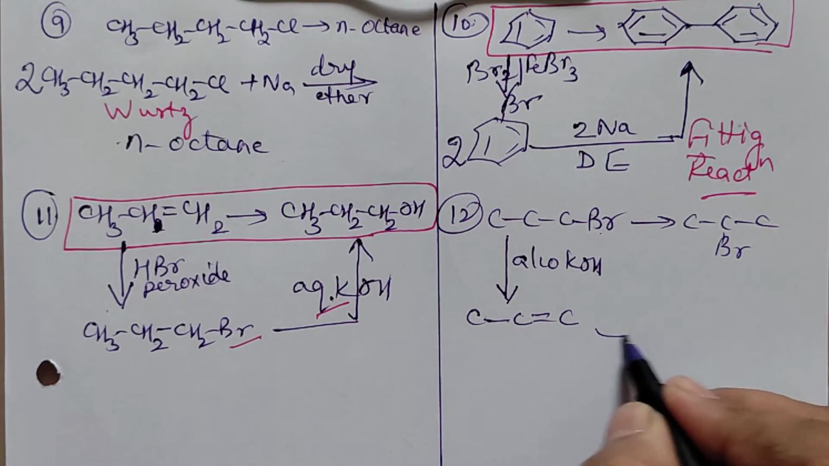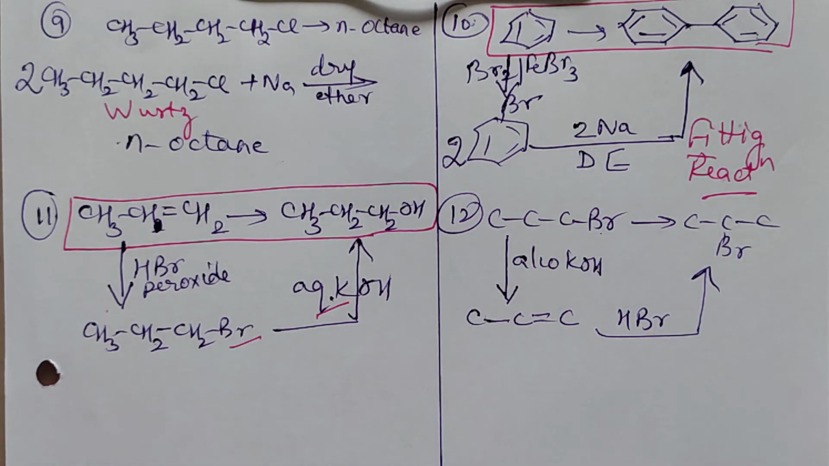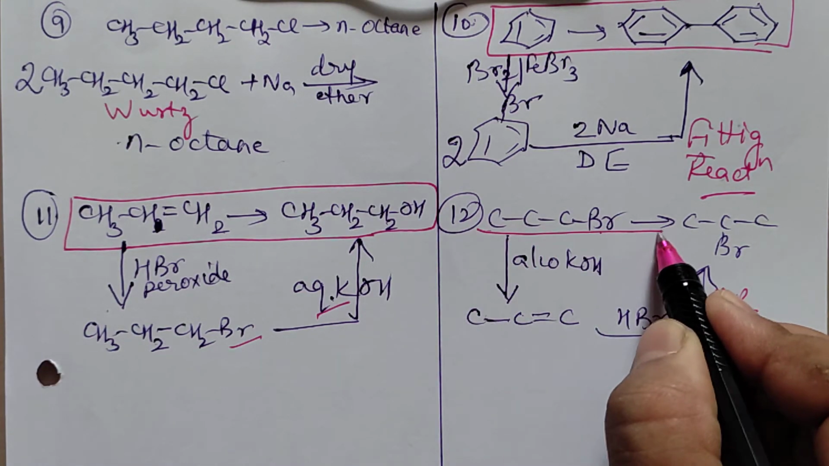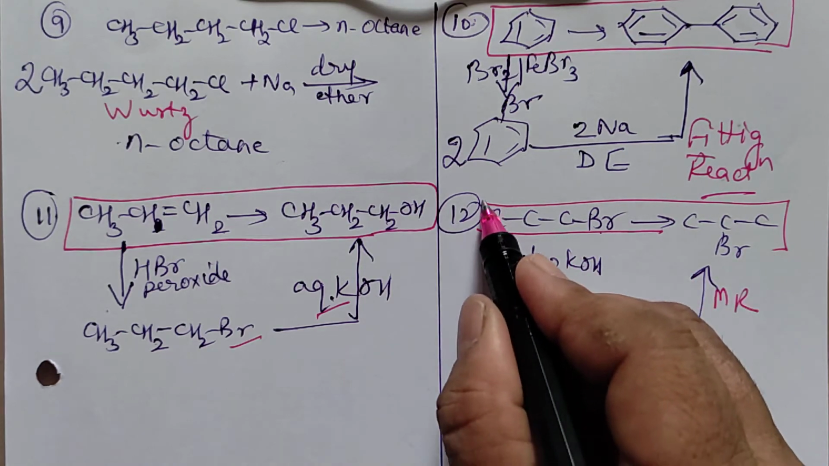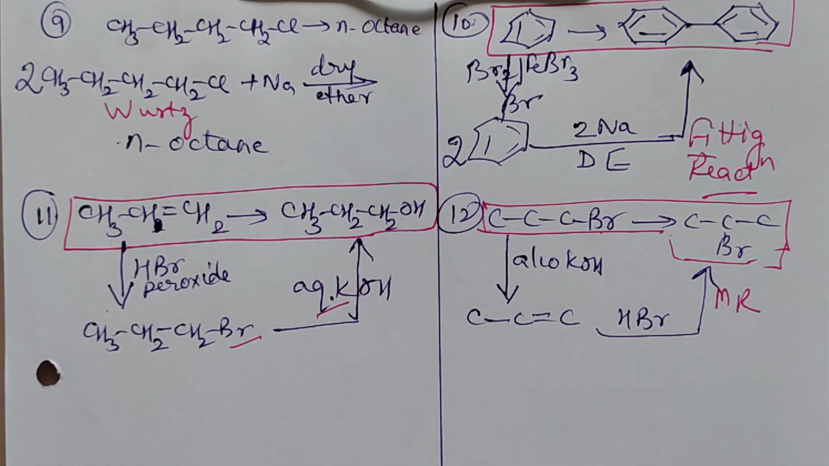Now to this propene you have to simply add HBr, because now we want Br at 2 position. That means it is Markovnikov's addition. This is Markovnikov's reaction. So this is our main conversion, 1 to 2 bromo. So first remove HBr, then add on HBr.